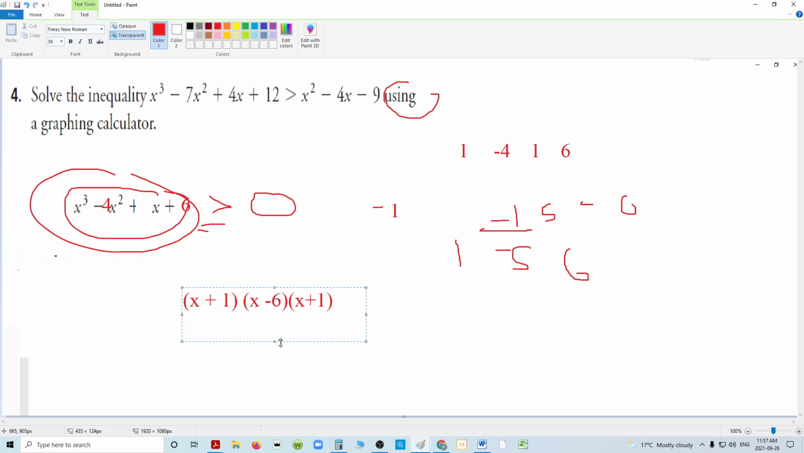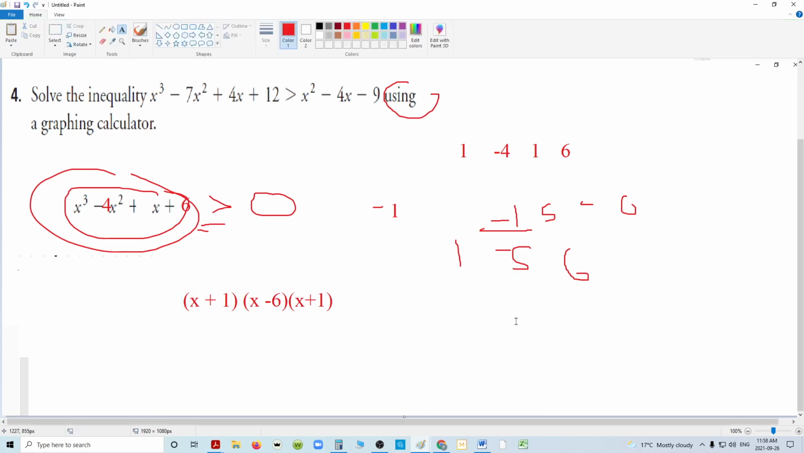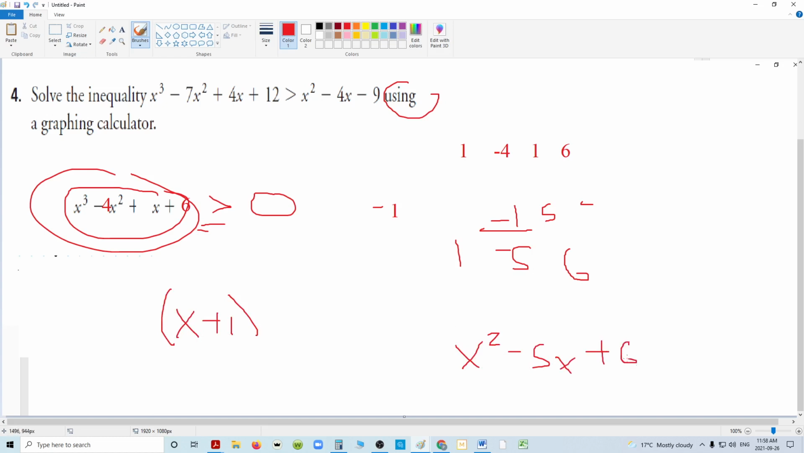Then putting in order, and did I get it right? I got it. Minus 6 plus 1. No, I got it wrong somehow. So I know that minus 1 is indeed a factor. And then when I'm left with x squared minus 5x plus 6, oh, it's got to be two numbers, sorry. So it's x minus 2 and x minus 3.